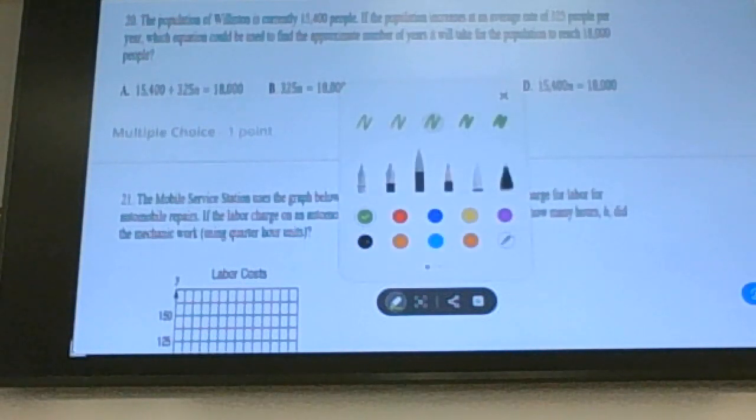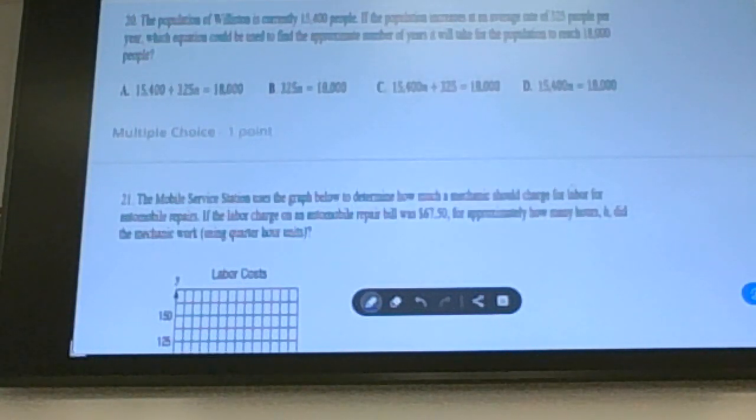Same idea here on number 20. We have 15,400 people. Increases means plus sign. 325 people per year. Again, per means use the variable there. Use the letter. I put Y. Here in the options it's N. That's okay. As long as you know per means put the letter there. And we want to see how long it'll take to get all the way to 18,000. So that would be equals 18,000.